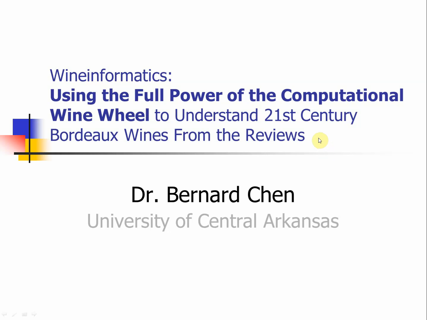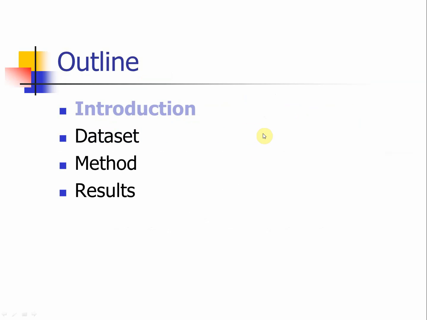There are three important keywords in the title. First, of course, is the one I bolded. We want to use not only the dictionary match, but also the category as well as the subcategory, to include more information that we can retrieve from the wine reviews. And of course, the data set that we're going to use in this paper focuses on the 21st century Bordeaux wines.